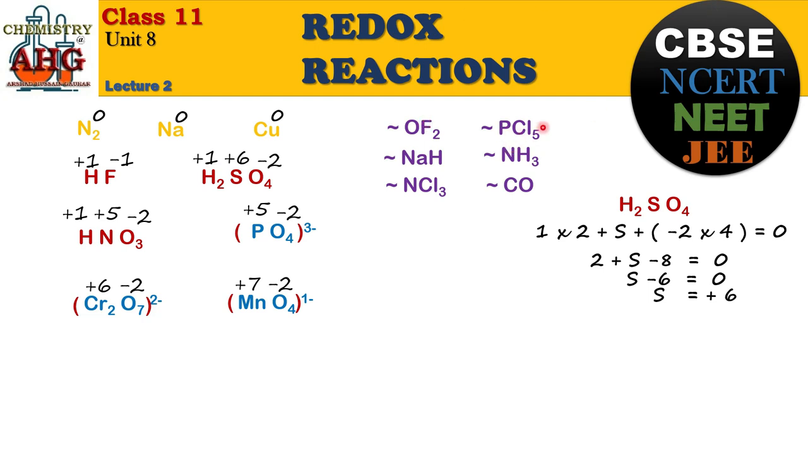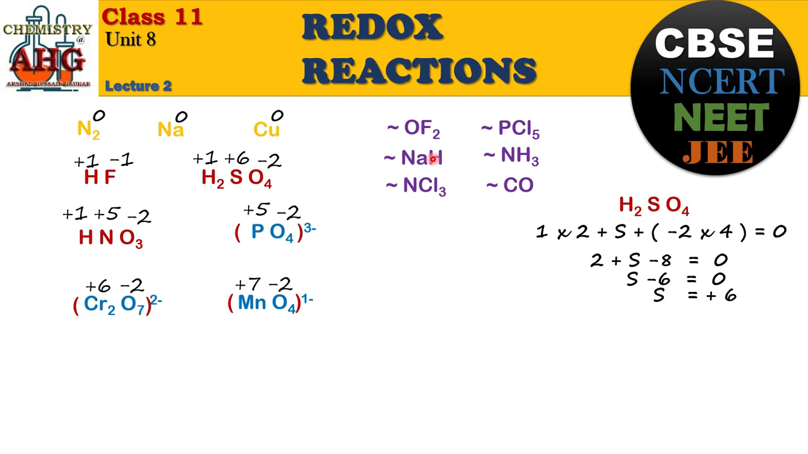Next, PCl5. Which element is more electronegative? Chlorine. It belongs to group 7. Phosphorus belongs to group 5. Chlorine is more electronegative. It would be 1 negative into 5, 5 negative. What should be the phosphorus? Positive 5. Simple.